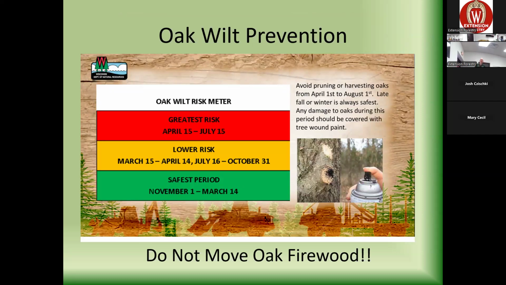We talked earlier about our oak wilt guidelines. The greatest risk for oak wilt to be transmitted by the beetles is April 15th to July 15th. That's when they're most active. And so we strongly suggest you do not do any kind of harvesting. Now, that's our oak wilt meter. I amended it. I always tell people, don't touch your oaks from April 1st to August 1st. Because especially with the weird weather we have nowadays where you don't know, the beetle becomes active based on thermal degree days.